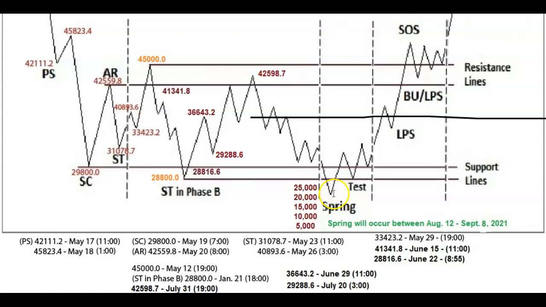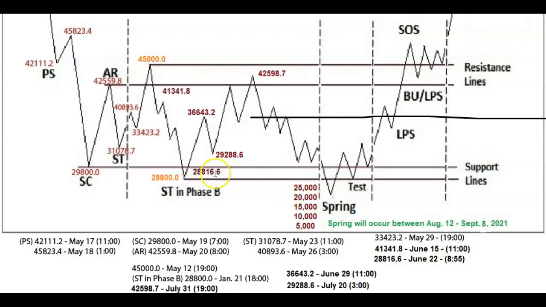So, where is the spring going to end up? I don't know. Is it going to do this within the next 2 weeks? I've sort of speculated the spring could occur between August 12th and September 8th. Right now we're at 38,000 Bitcoin. We're moving down, potentially down to some pretty deep troughs here as we move down to the spring. Is this going to happen? I don't know. We're going to see.